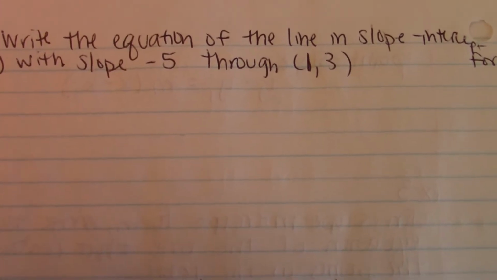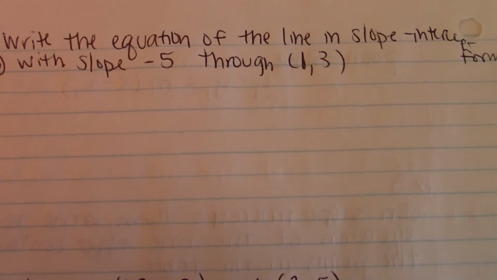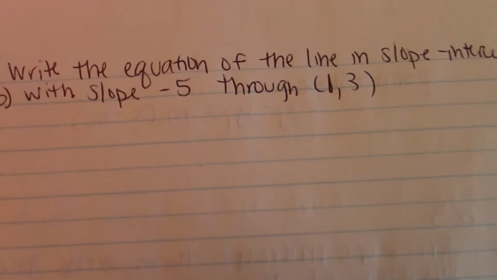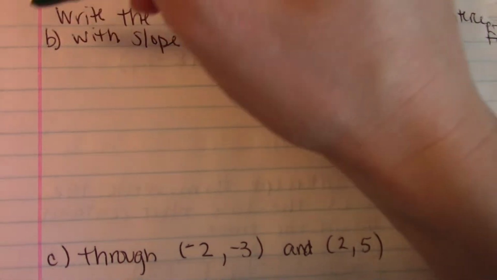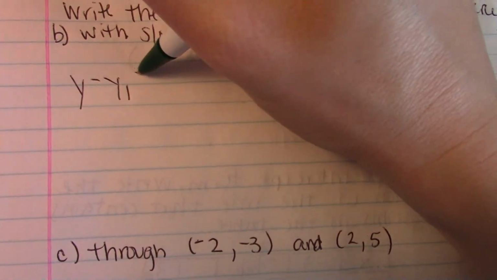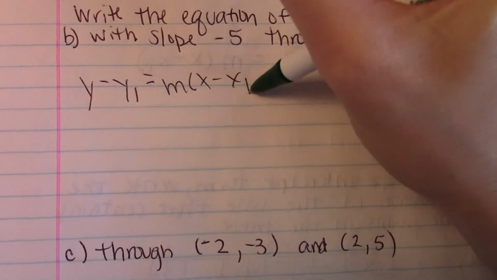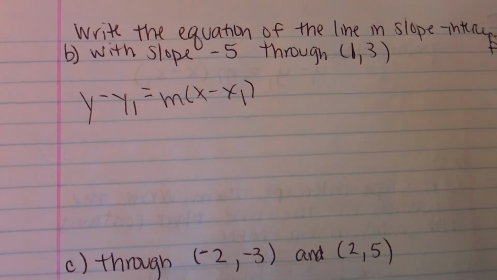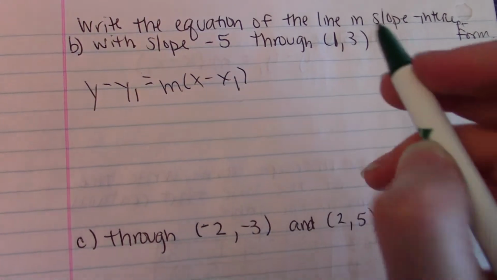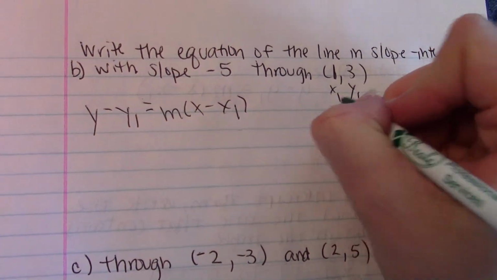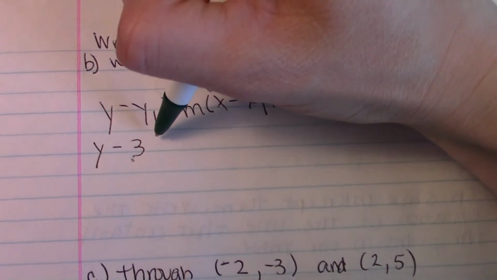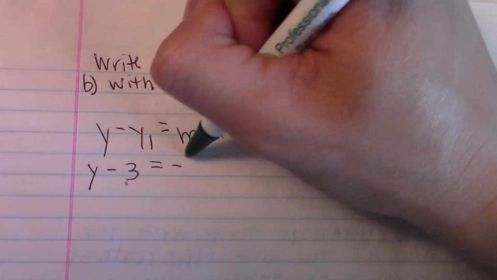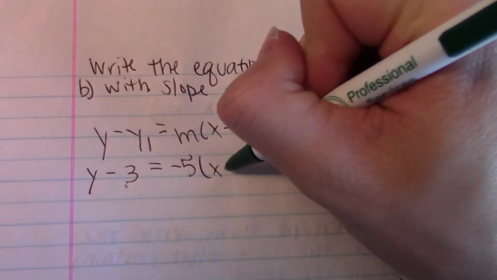You can also do it if I give you the slope, so you don't have to find your slope, and if you've got a point. So you can do it either way that makes you happy. So if we're doing point slope, y minus y1 equals, in parentheses, x minus x1. Okay. Our y1 is here and x1 is here. So y minus 3 equals, our slope is negative 5, parentheses, x minus 1.